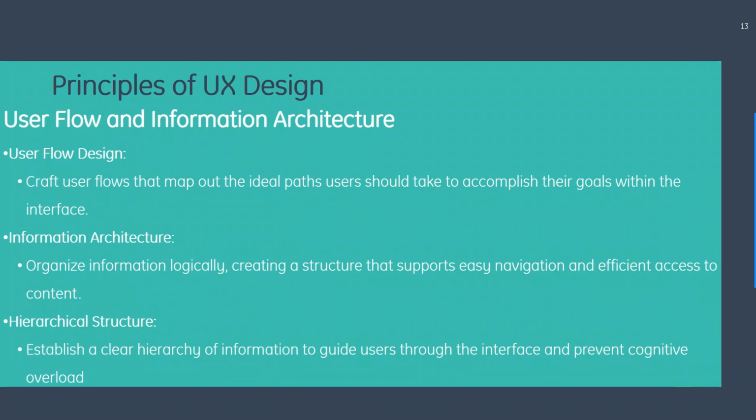Next, we have user flow and information architecture. User flow design includes crafting user flows that map out the ideal paths users should take to accomplish their goals within the interface. Then we have information architecture, to organize information logically, creating a structure that supports easy navigation and efficient access to content. Then we have hierarchical structure, which is to establish a clear hierarchy of information to guide users through the interface and prevent cognitive overload.